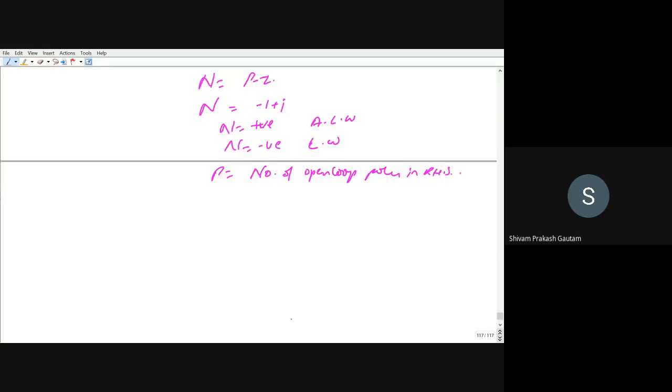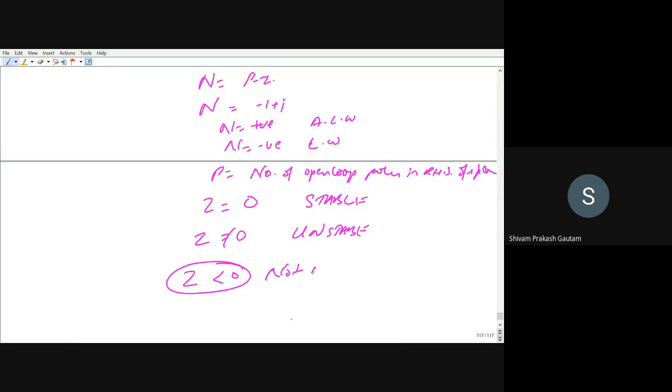of the S plane. If Z is equal to 0, that means the system is stable. That means no closed loop poles on the right hand side. If Z is not equal to 0, that means the system is unstable. Z cannot be less than 0. This is not true, that means Z cannot be negative. And what is the disadvantage of the Nyquist stability criteria? Marginal stability cannot be determined.